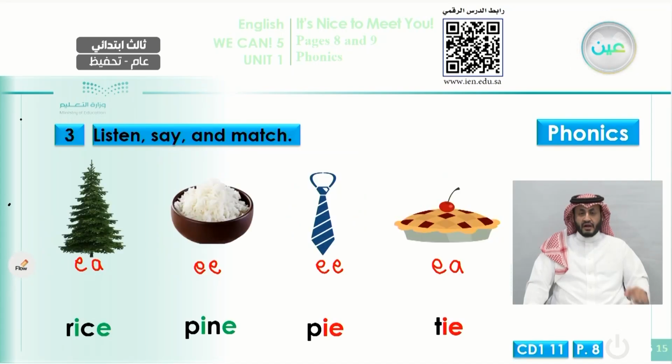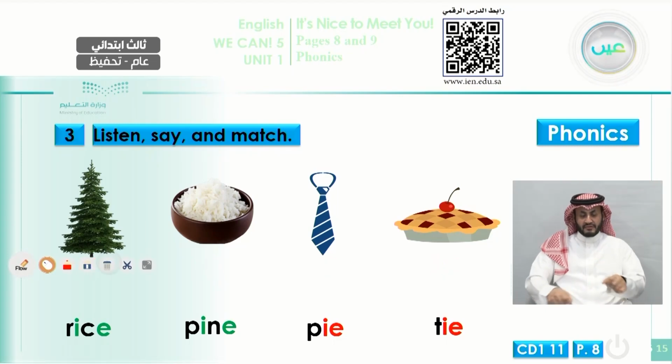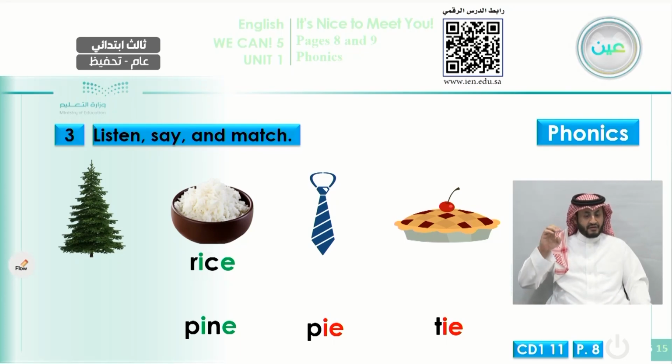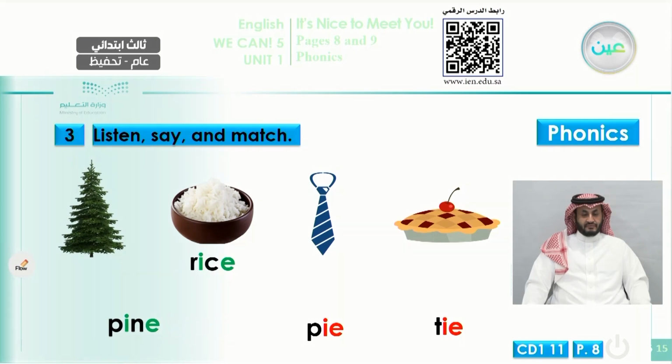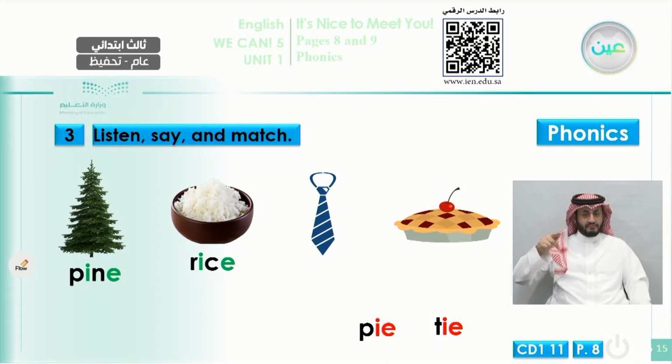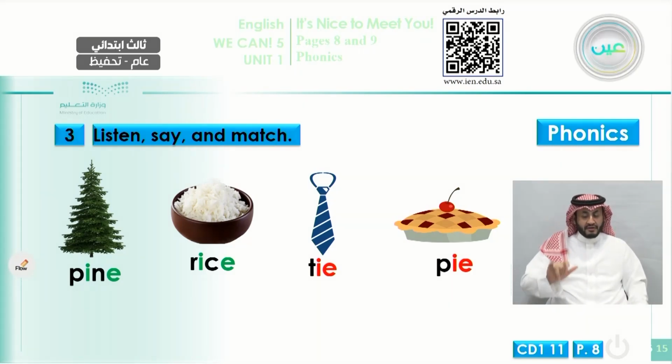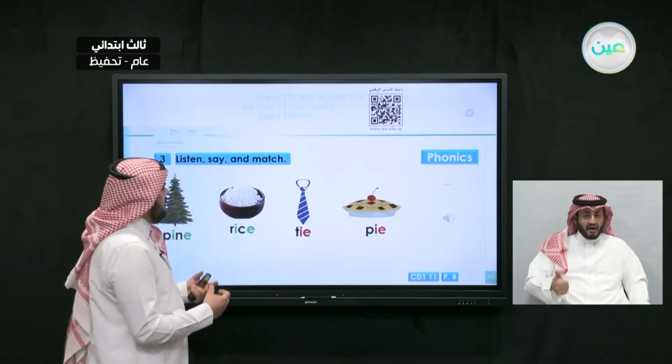Listen, say, and match the words. Let's erase here. Okay? What can we see here? Rice. Okay, this is rice. As you can see here, we have a tree called pine. We have rice, we have a tie, and we have a pie. So here we have rice, and here we have pine. What is this? You can tell this is a pie, and this is a tie. Now we're going to listen to the audio telling us how to pronounce these vowels again.